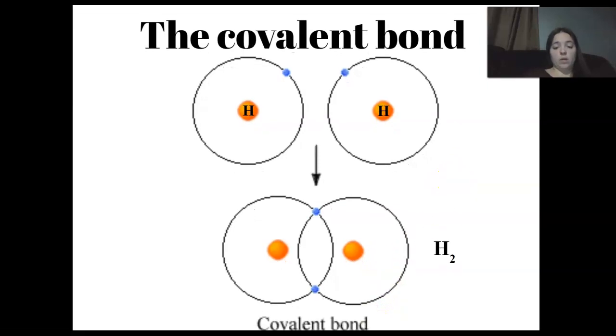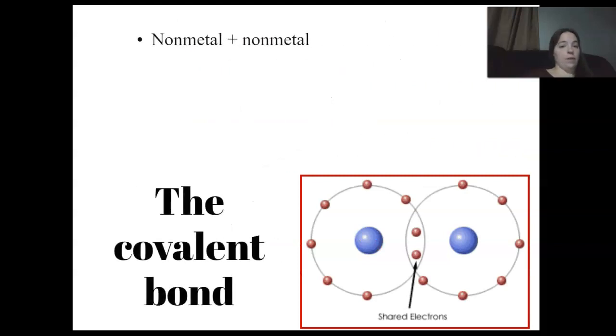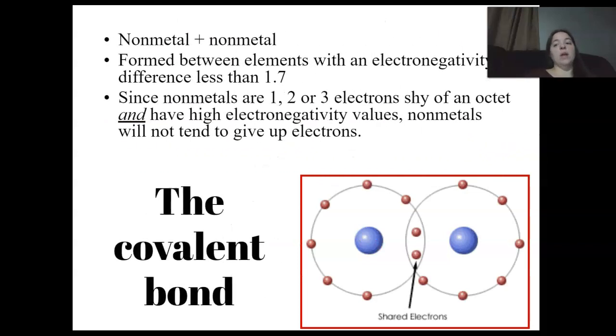So, covalent bonding. We know that covalent bonding is sharing. Sharing is caring. Covalent bonds like to share. There's nonmetal, nonmetal. The covalent bond, we already know, is formed between elements with an electronegativity difference less than 1.7. So if it's over 1.7, ionic. Less than 1.7, covalent.